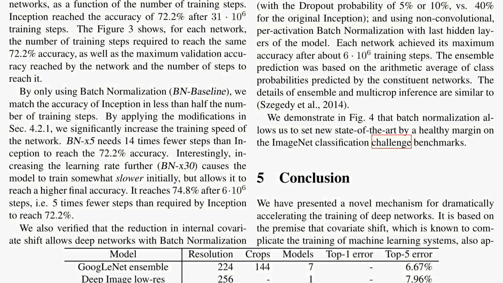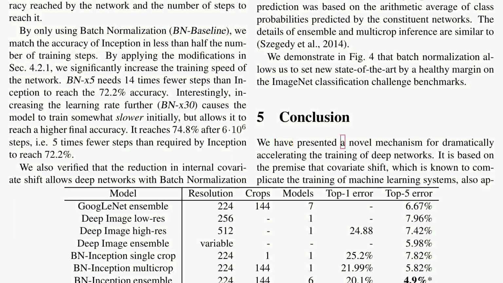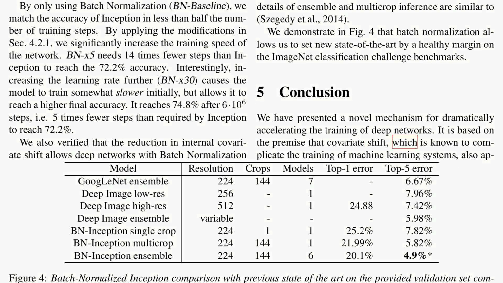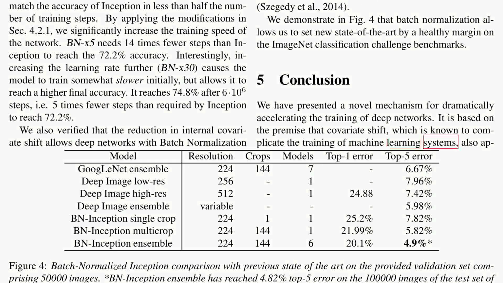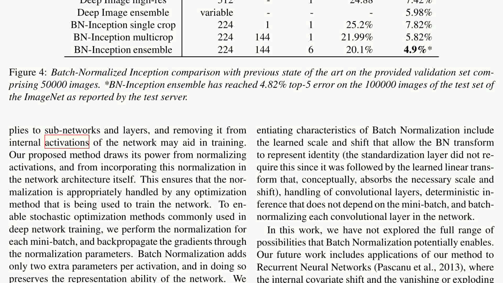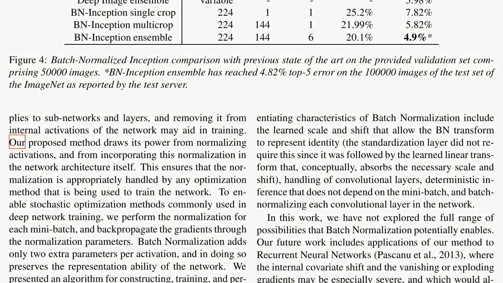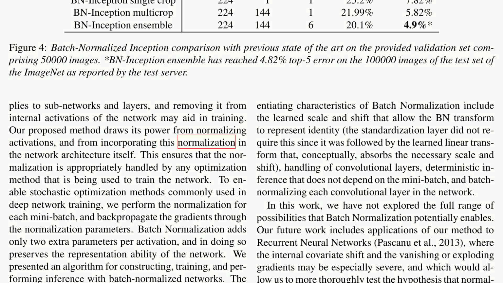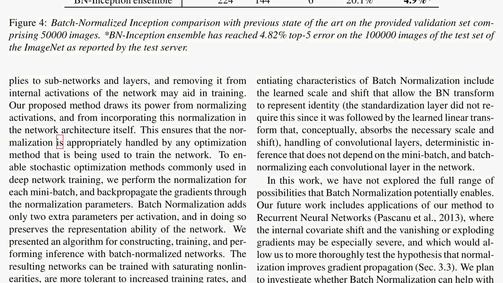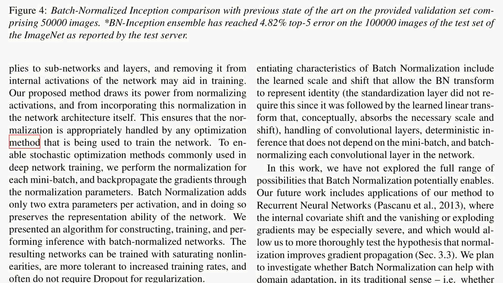ImageNet classification challenge benchmarks. Conclusion: we have presented a novel mechanism for dramatically accelerating the training of deep networks. It is based on the premise that covariate shift, which is known to complicate the training of machine learning systems, also applies to subnetworks and layers, and removing it from internal activations of the network may aid in training. Our proposed method draws its power from normalizing activations and from incorporating this normalization in the network architecture itself. This ensures that the normalization is appropriately handled by any optimization method that is being used to train the network.